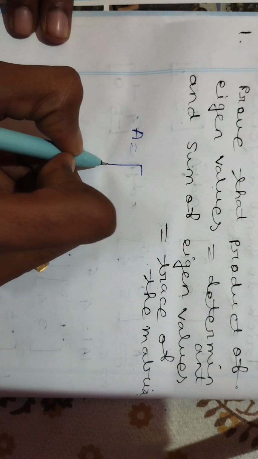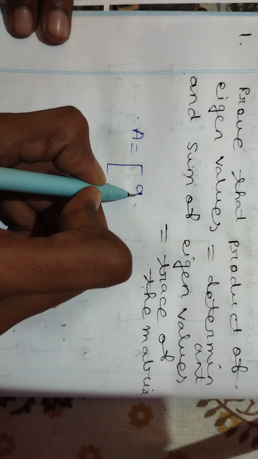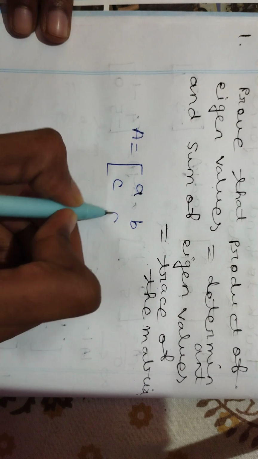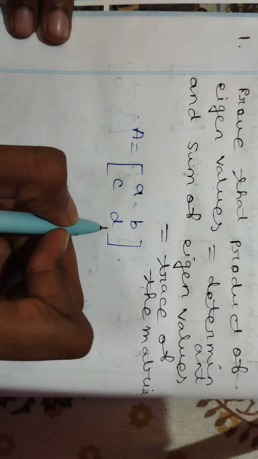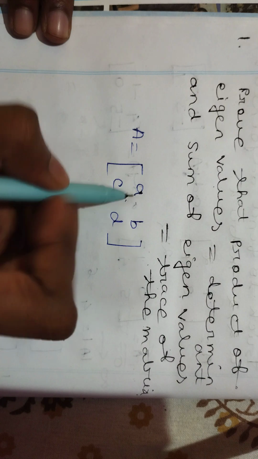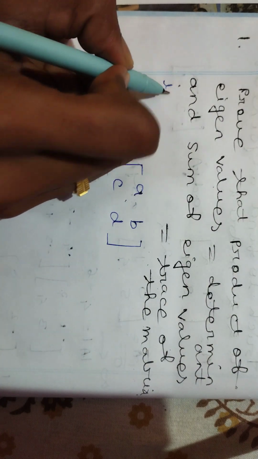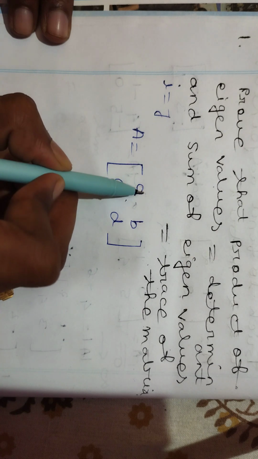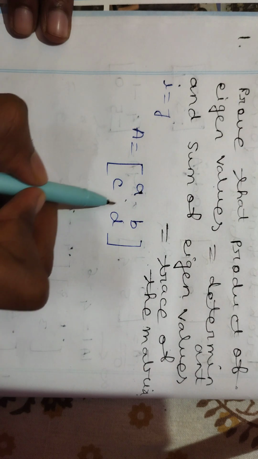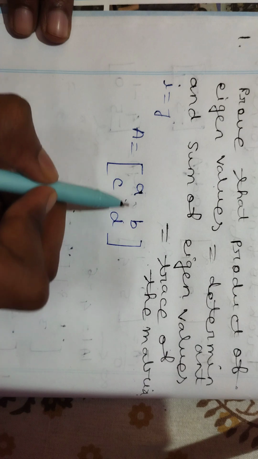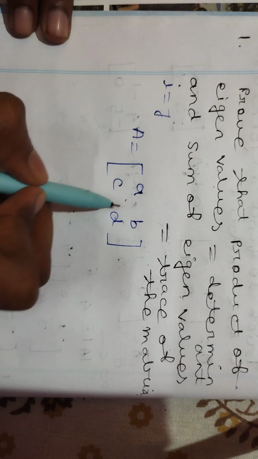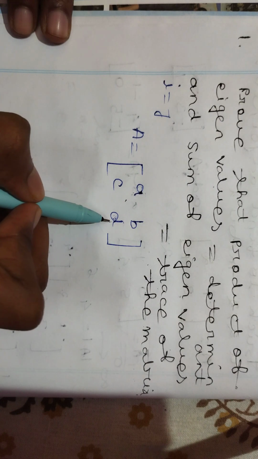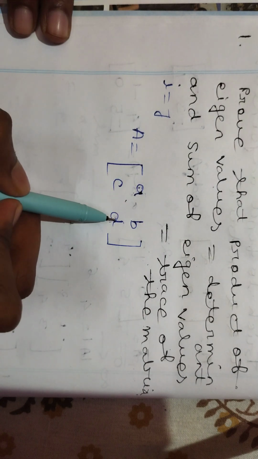So A is A11, that is a; A12, that is b; A21, that is c; and A22, that is d. So what is the diagonal element? Diagonal elements are those elements in which the row number and column number are equal to each other. This element a is in first row and first column, and this element d is in second row and second column. So for these two elements, row number and column number are equal. It is A11 and it is A22. 1 equals 1, 2 equals 2. So that means a and d are the diagonal elements.